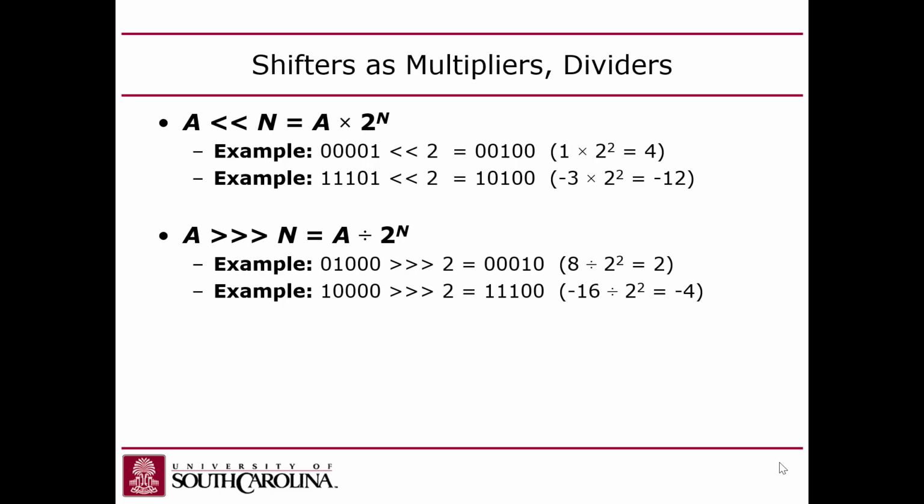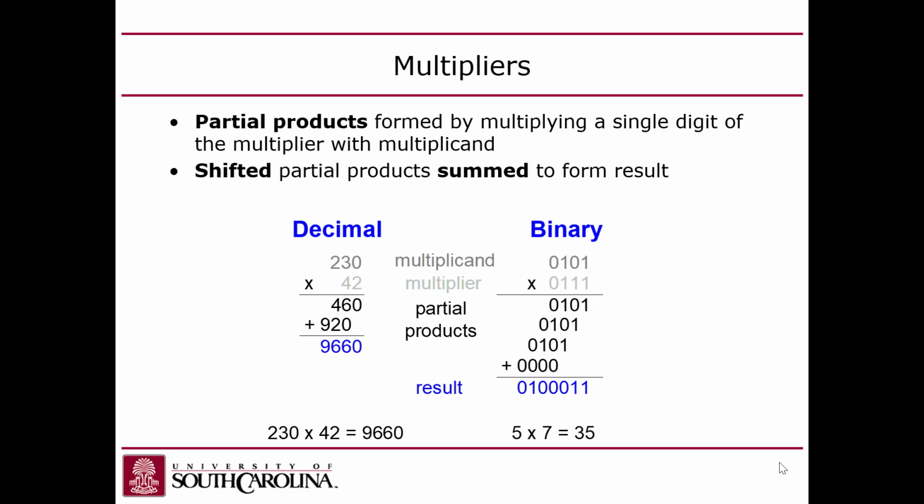Okay, so we can shift to the left to multiply, and we can shift to the right to divide, but we're limited to powers of 2. What happens if we don't want to be limited to powers of 2? How do we deal with that? So if we want to create an arbitrary multiplier, multiply any 2 numbers, not just one number by a power of 2. So let's say I want to multiply 3, I want to multiply it by 5.